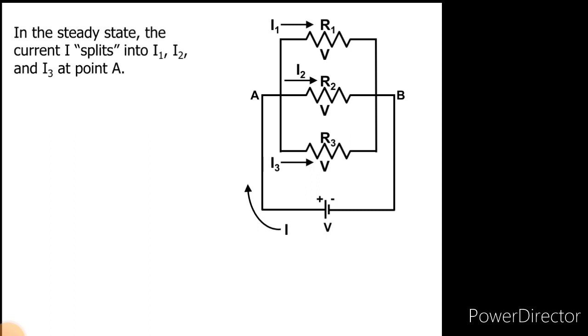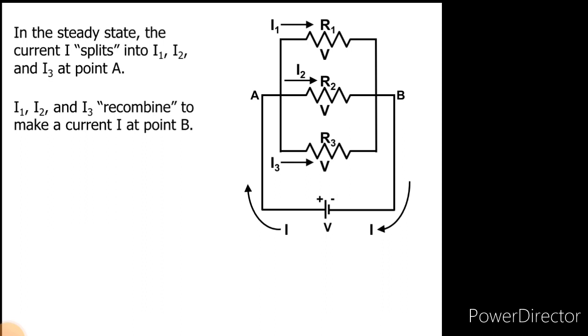So in the steady state, the current I splits into I1, I2, and I3 at point A. So yung current natin na nanggagaling dito, pagpasok sa A, ay mag-split into I1, I2, and I3. So I1, I2, and I3, okay, yung tatlong yan, will recombine dito sa point B at babalik siya dito. Same lang nung magnitude nung lumabas, yung pumasok na current.